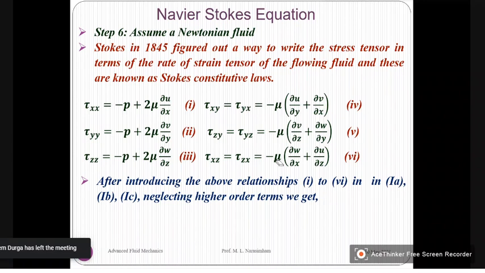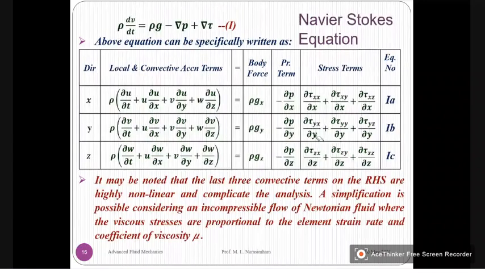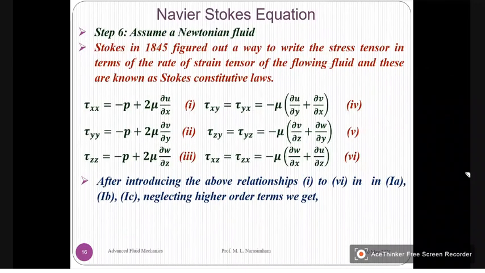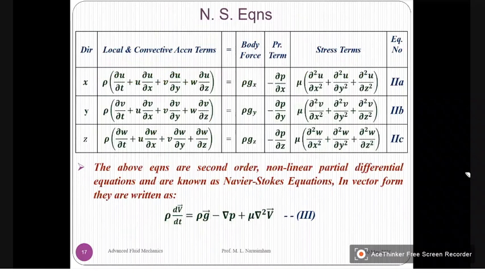So these are now introduced in this. Tau xx, tau xy we have. So these are introduced, and then they are introduced here. So we will get this. So this is the term we'll get.